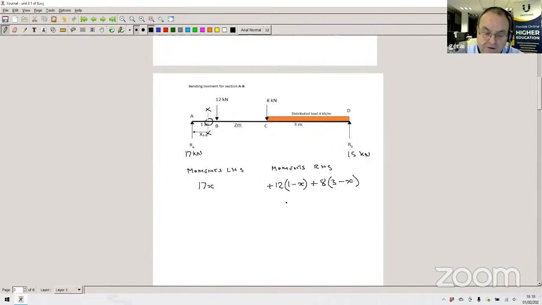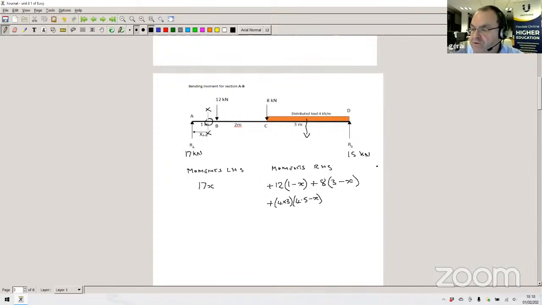We've also got another force, which is the distributed load. Again, that's acting in a clockwise manner. So it's going to be plus, the load is 4 times 3. We've done that before. Now, this is where we've got to be careful. Where does it act? It acts at the midpoint there. So the midpoint of our distributed load is 4.5 meters away from A. So it's times 4.5 meters. And again, we've got a minus X away from that term.